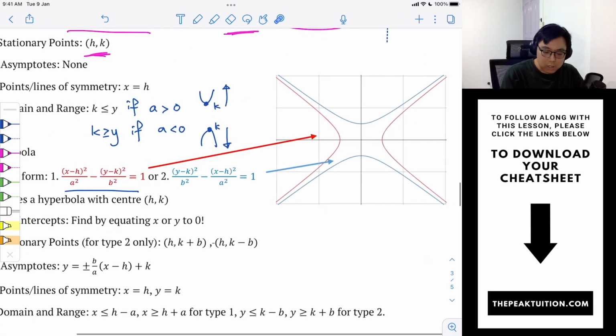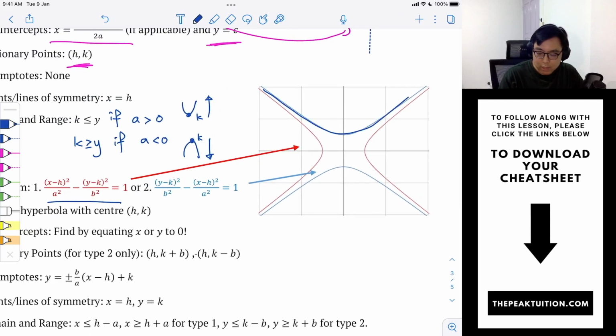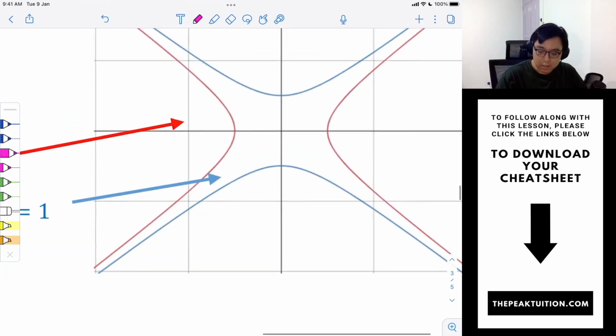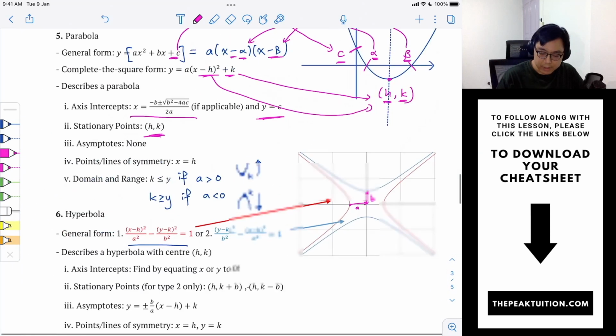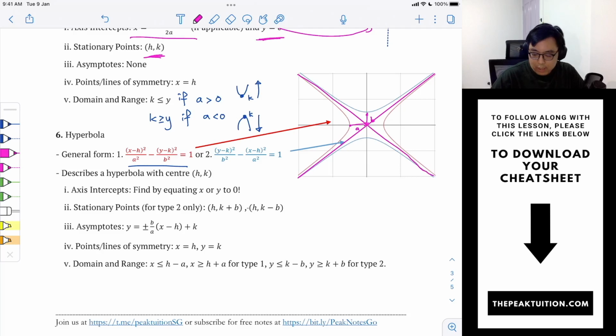So notice that here it is x squared minus y squared. And in the case of the blue graph that looks like this, you have y squared minus x squared. Here, this distance is a, and this distance is b. This type of graph is very cool because there are two asymptotes. You can draw one asymptote like this, and you can draw one asymptote like this.